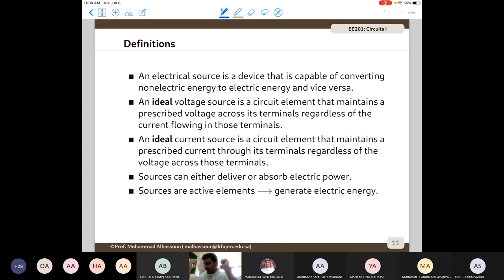Another ideal source is called the ideal current source, and it will maintain constant current regardless of the voltage across its terminals. So if you have an ideal current source of, say, 10 ampere, the current source will always have 10 ampere, no matter what the value of the voltage across its terminals is.